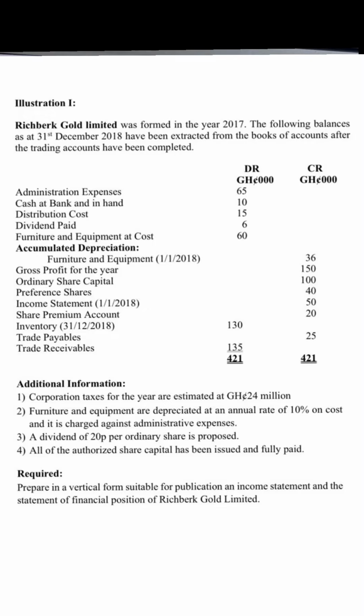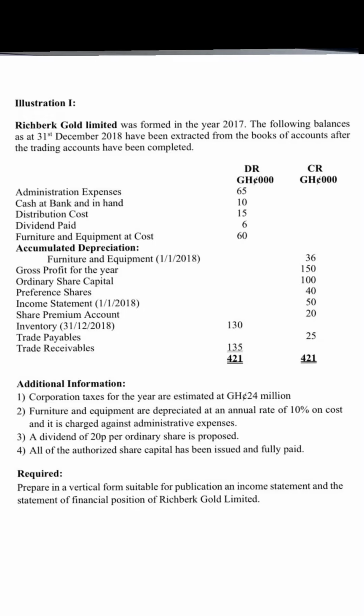Inventory at 31st December 2008. So this inventory will be the closing inventory. By looking at it, the year ends, we are preparing for 2008 or 2018. 2018, so in the book it's supposed to be 2018. Inventory at 31st December 2018, not 2008. Then we have trade payables, we have trade receivables.